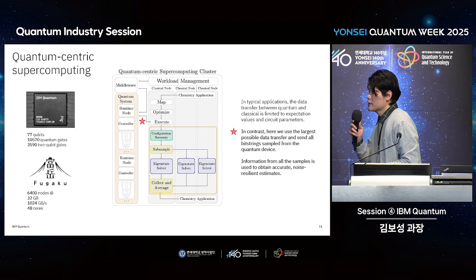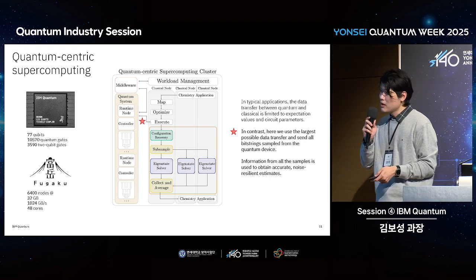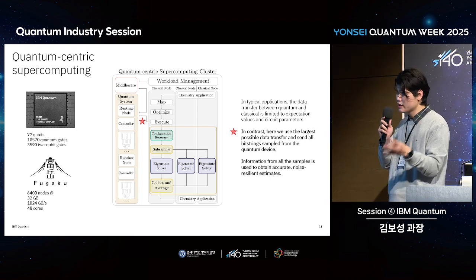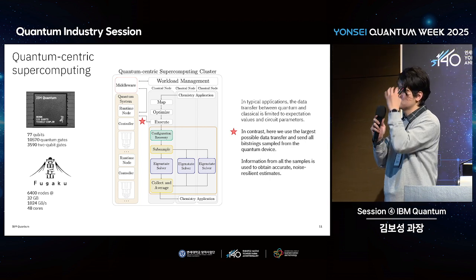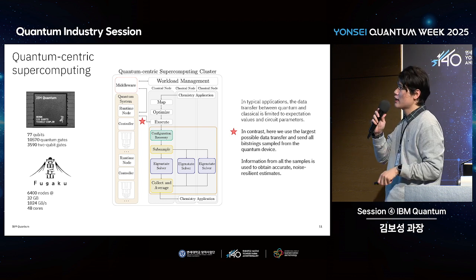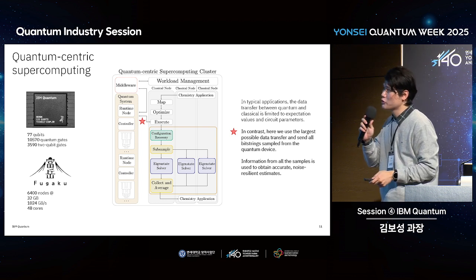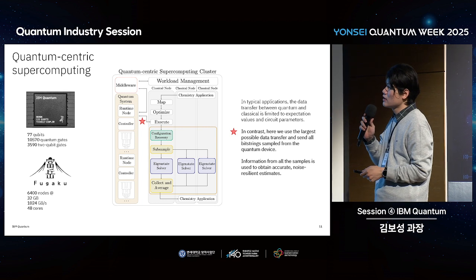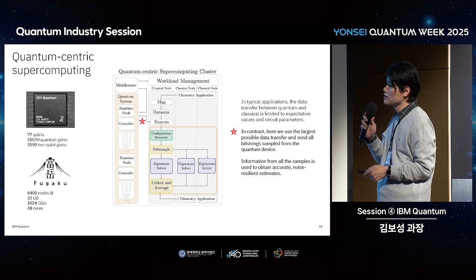So now we run this whole SQD algorithm on our Torino machine here, a hero machine we have in our cloud.